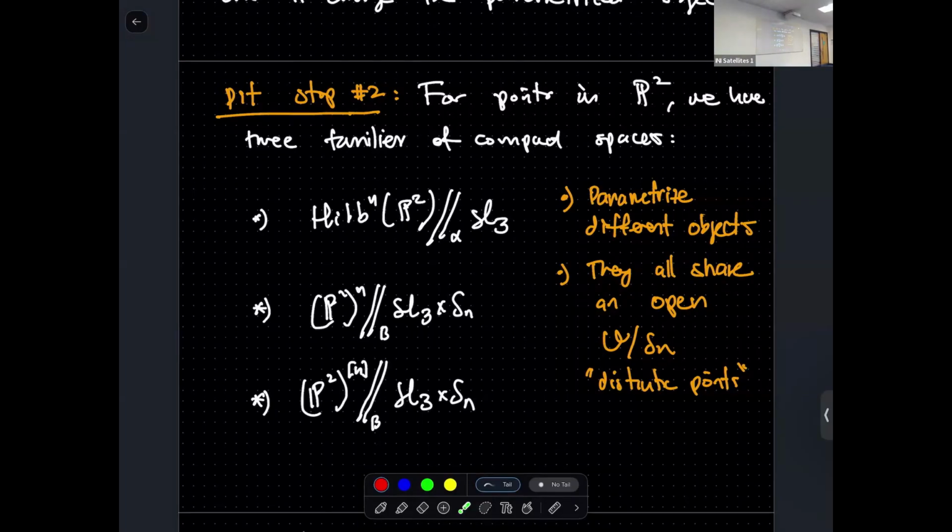In this case, what I will obtain are these three families of possible answers for the unlabeled points. All of these share this open set where the points are different. And we remember that we start with the points being different, so this open set is shared by the three of them.